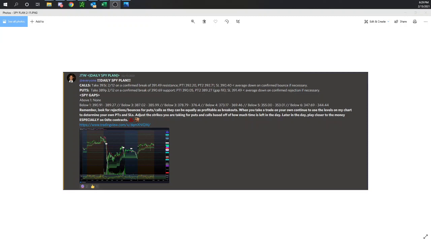When it comes to the daily SPY plan that I post each morning, the most common question I get is how do I know whether or not we've got a confirmed break of X resistance or a confirmed break of X support?